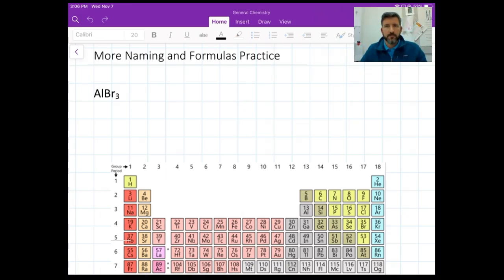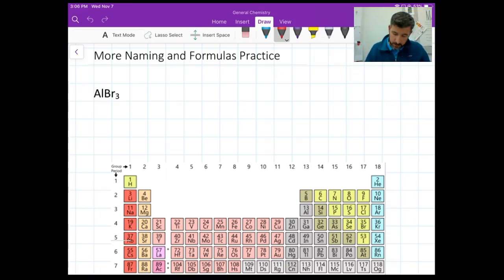AlBr3. So just go ahead and take a look at that. Got a little periodic table down below, but you can have your own out if you want to. Look at the charges, decide if they need to be included in the name. See if you can name this one. Okay, so the correct answer on this one is simply aluminum bromide.